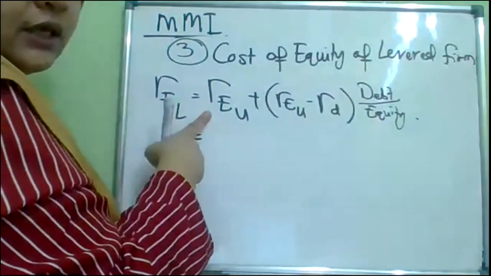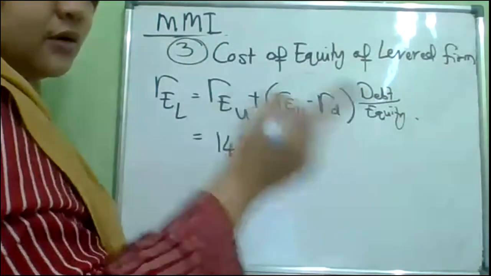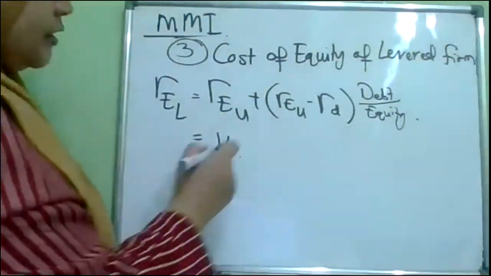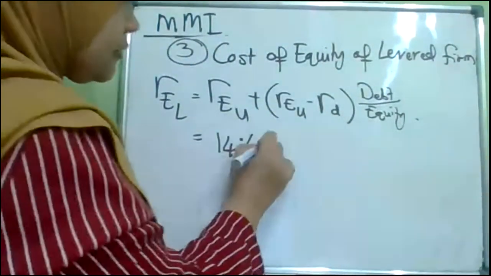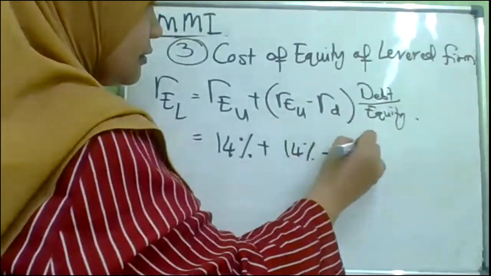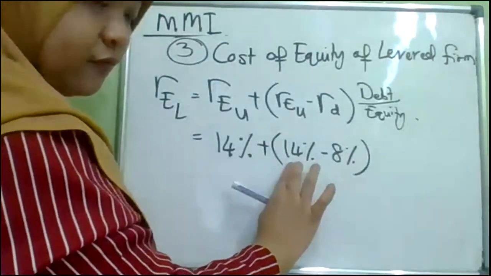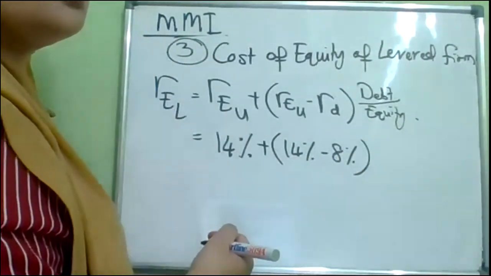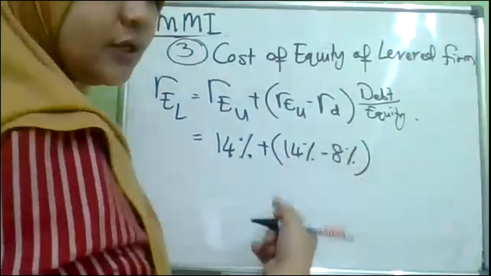Okay, cost of equity given is 14%. So when you put this number in your calculator, just remain it as 14, like this. But in your paper you put it like this, plus 14% minus 8. In the calculator just put 14. 14 minus 8, so the answer equals 6. Yes, 6. Just like that, okay?